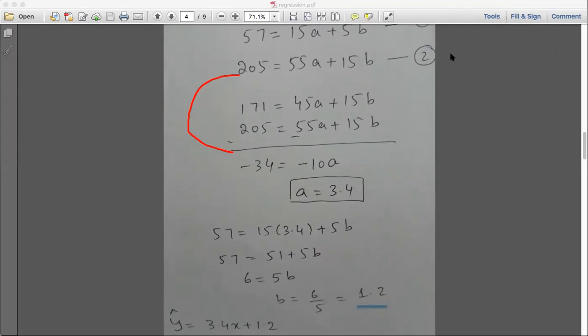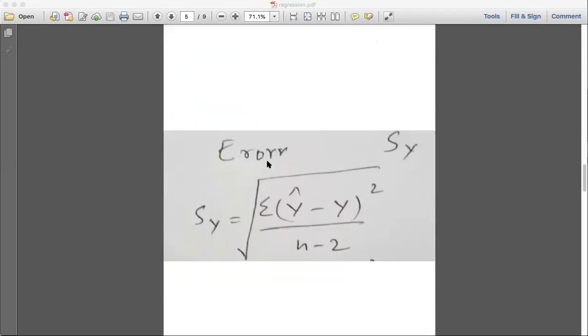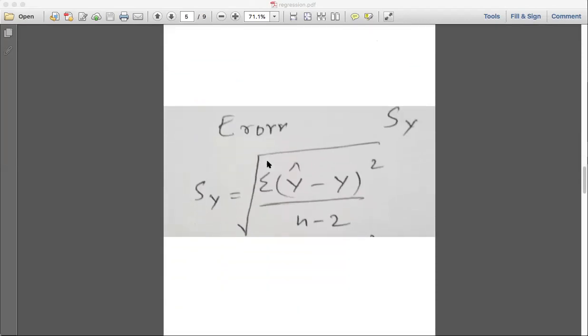Okay, after this, if you have no question, what is next? Next we have the error. To find the error of regression line, please note down the formula to find the error, y in terms of x. Since we are studying y in terms of x, so sy is equal to square root summation y hat minus y square divided by n minus 2.